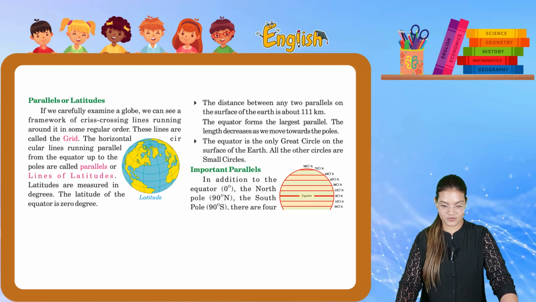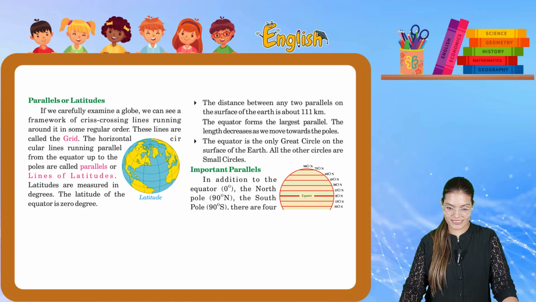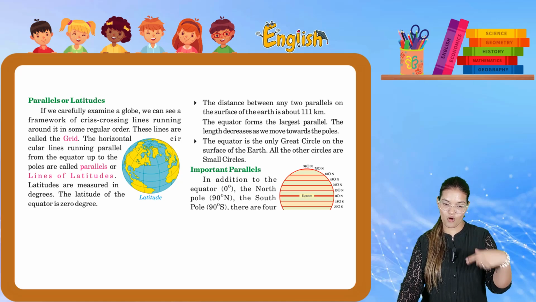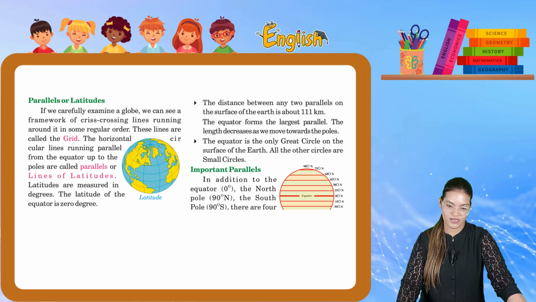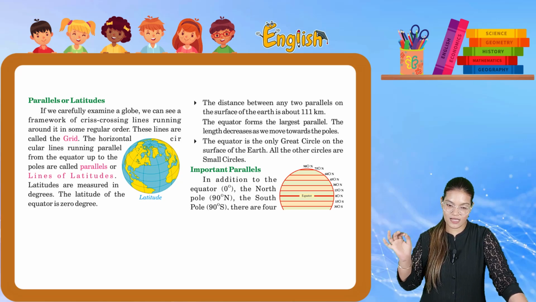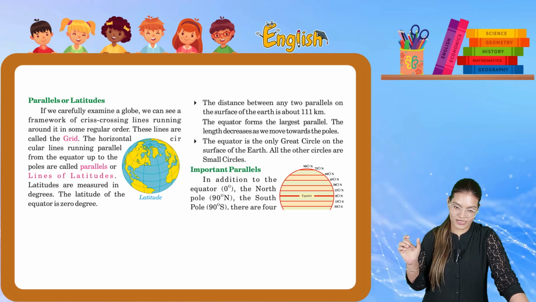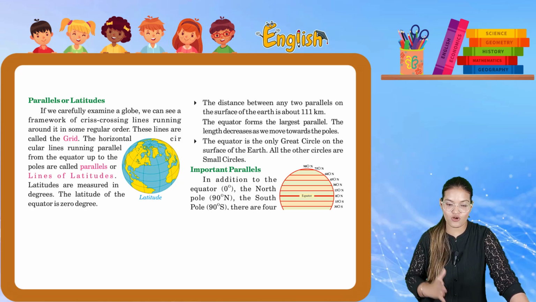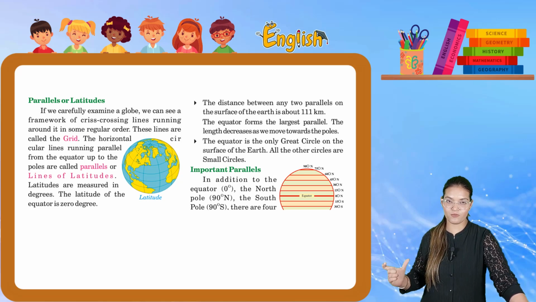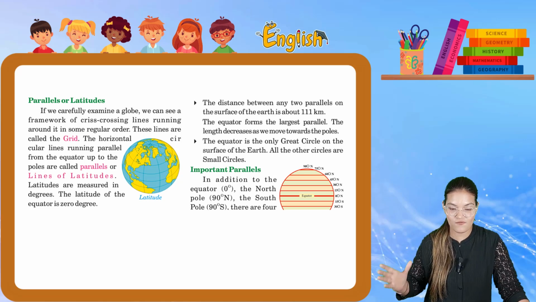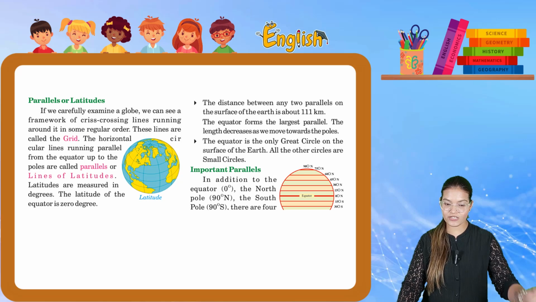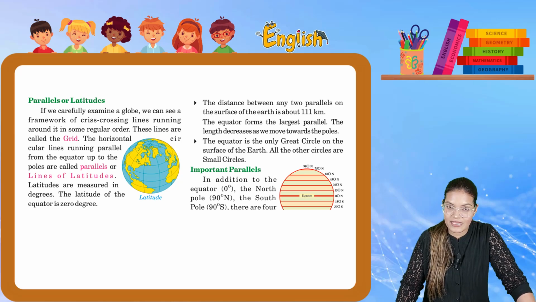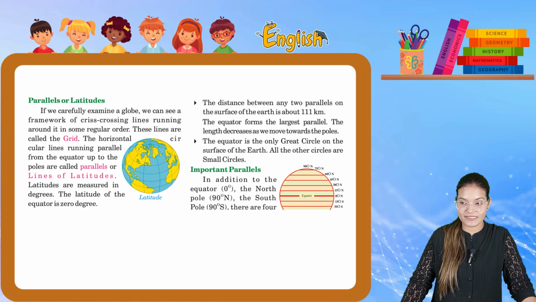Parallels or latitudes. If we carefully examine a globe, we can see a framework of crisscrossing lines running around it in some regular order. You can see it in your book also. These lines are called the grid. The horizontal lines running parallel from the equator up to the poles are called parallels or lines of latitude. Latitudes are measured in degrees. The latitude of the equator is 0 degrees.